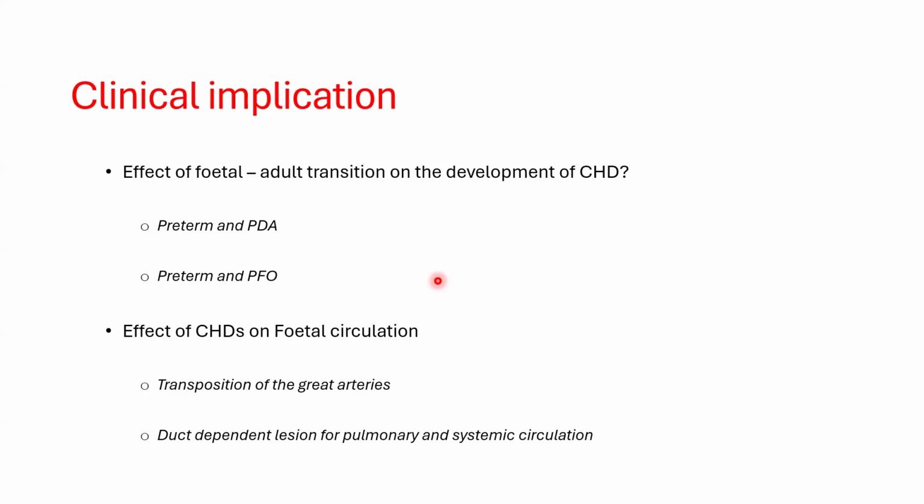Sorry, sir. Please, I didn't get what you said about this duct-dependent lesion for pulmonary and systemic circulation. I can remember what you said about transposition of great arteries, where you said for these ones the oxygenated blood will tend to go more to the extremities than the head and neck, as opposed to PDA and PFO. For this duct-dependent lesion, I didn't really get what you said about it, sir.